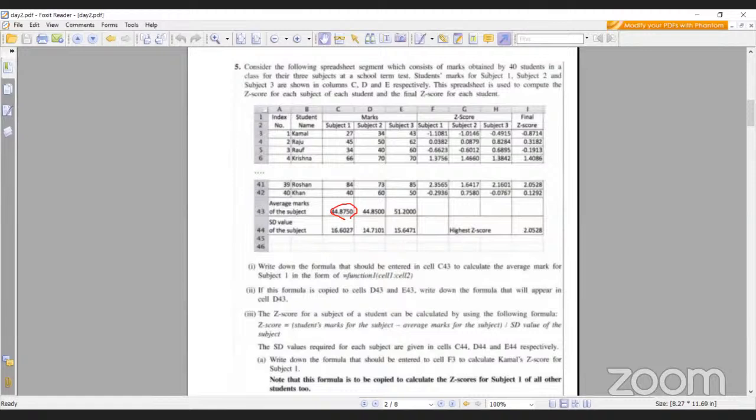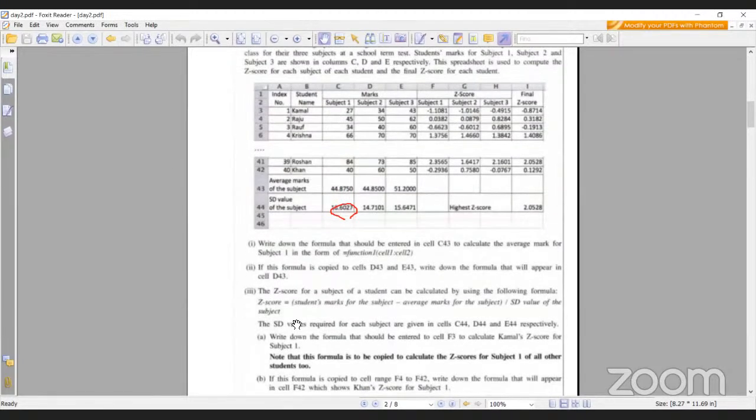Equal mark, you have to put the equal. Average, AVERAGE. Don't make any spelling mistake, then you don't get marks because you are English medium student. And single medium is also same. Because if you make any mistake, means your function is not good. So write the correct spelling. C3 colon C42. So if the formula is copied to D43 and E43, write down the formula that will appear in cell D43. So you are copying. So it goes to the next one, equal average D3 colon D42. D3 colon D42.